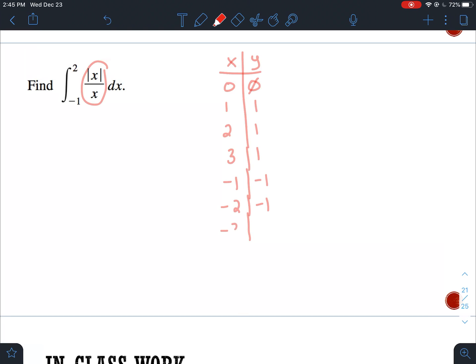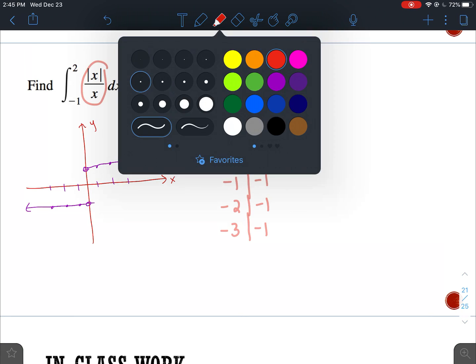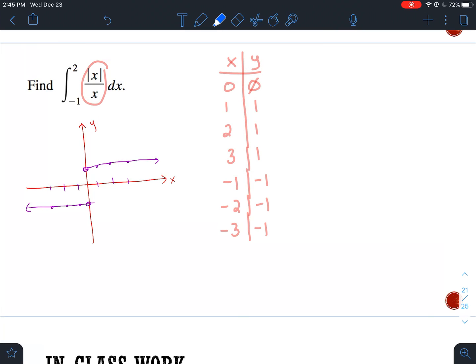What if I plugged in negative 1? Well, I'd get the absolute value of negative 1, which is 1, over negative 1, which is negative 1. If I plugged in negative 2, I'd get the absolute value of negative 2 over negative 2, which is also negative 1. And if I plugged in negative 3, I'd get negative 1. So if I went to graph this, I'm undefined at 0, and then I have the points (1, 1), (2, 1), (3, 1). So it doesn't exist at 0, but other than that, it's a horizontal line. And then underneath that, I've got (negative 1, negative 1), (negative 2, negative 1), (negative 3, negative 1). So again, it doesn't exist at 0, but I've got another horizontal line at negative 1.